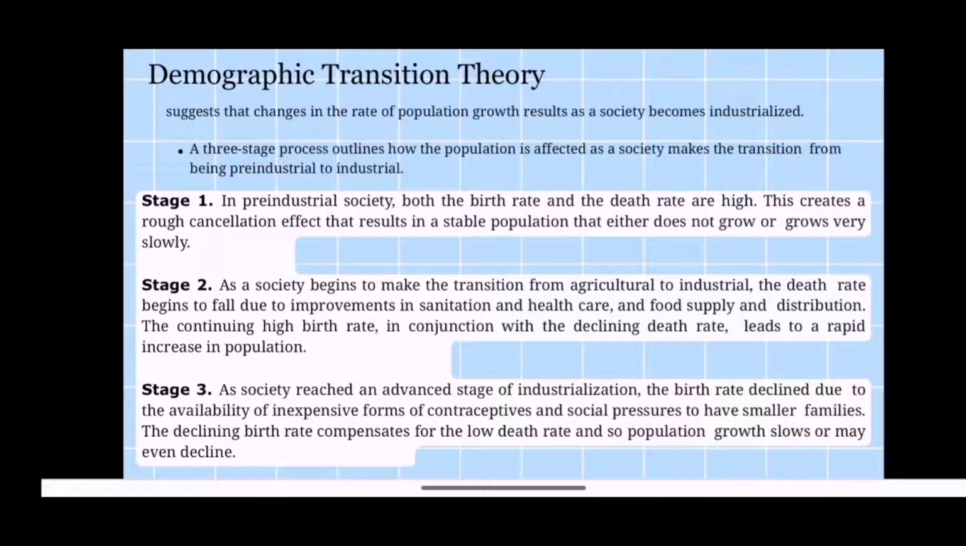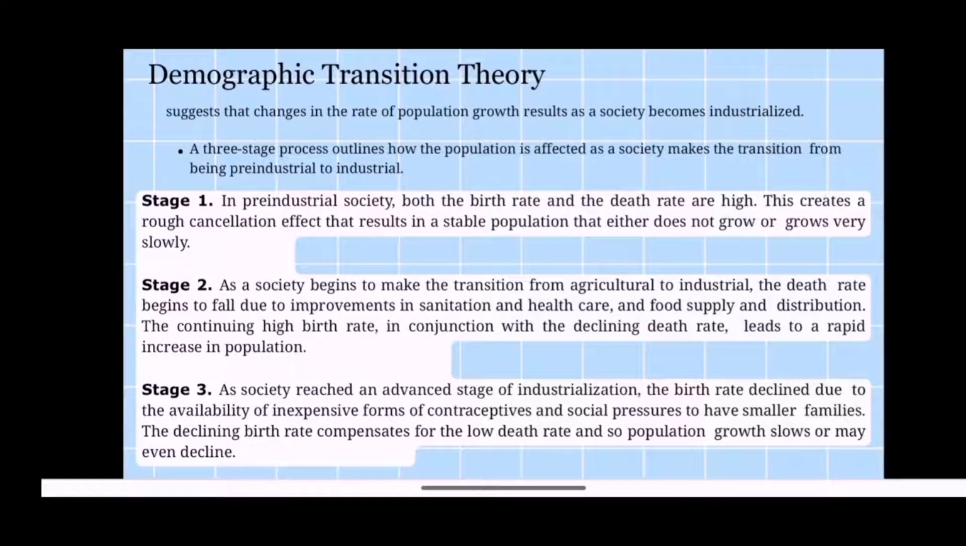And for stage 3, as society reached an advanced stage of industrialization, the birth rate declined due to the availability of inexpensive forms of contraceptives and social pressures to have smaller families. The declined birth rate compensates for the low death rate, and so population grows slowly and may even decline.